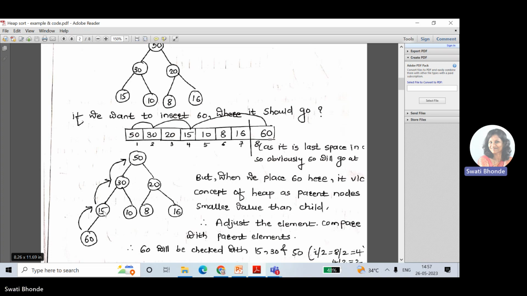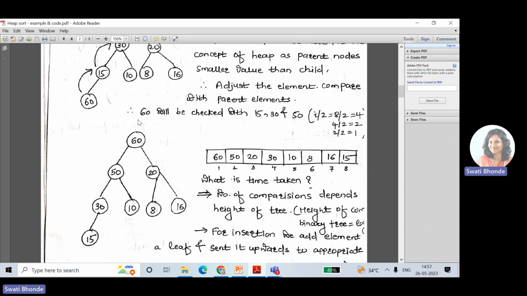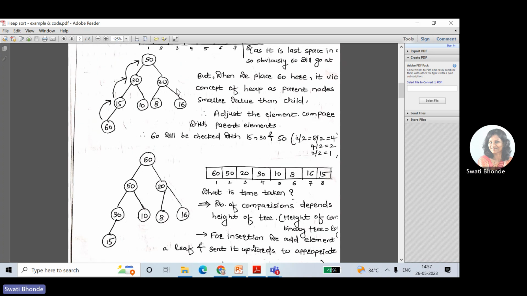Now 60 would come up, but again 60's parent is 30. 60 is greater than 30, so 30 and 60 will be swapped. And then I will have 60 here and 50 here. But again, 60 is the largest element in the tree and should move up to the root level. So at the end, what I will get at the top is 60, and my heap tree will be rearranged in this way. So this is my original tree, and here we can see how, after adding 60 into the tree, the tree is heapified, or repaired, right?